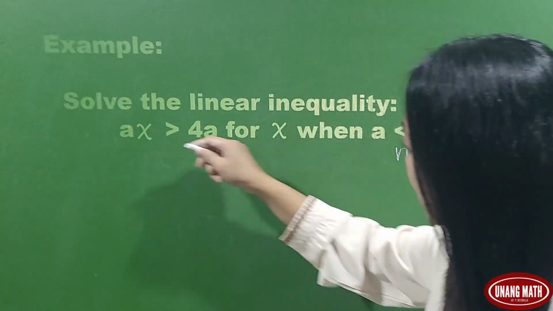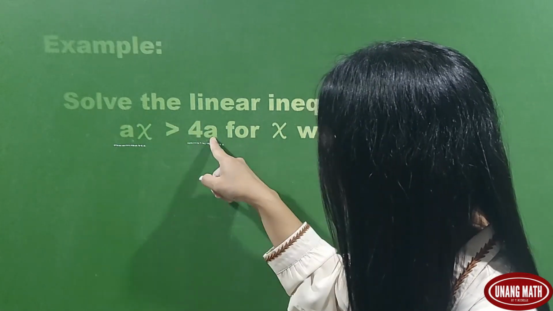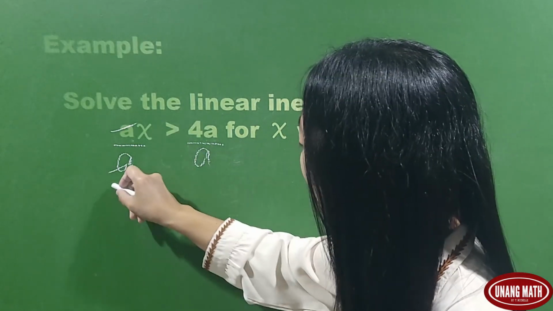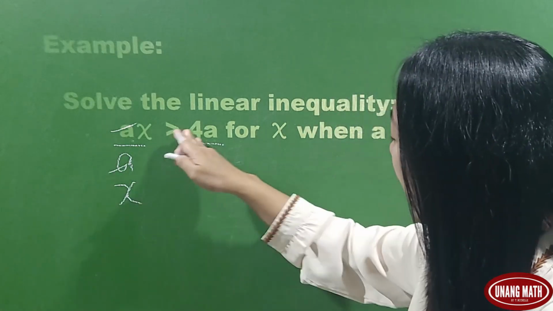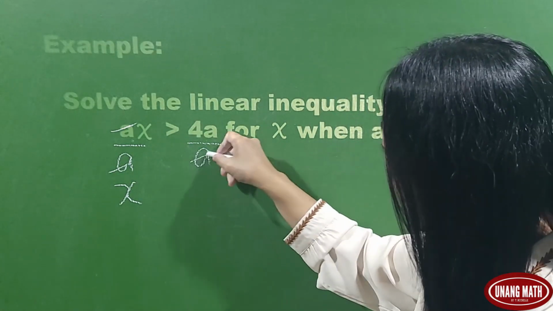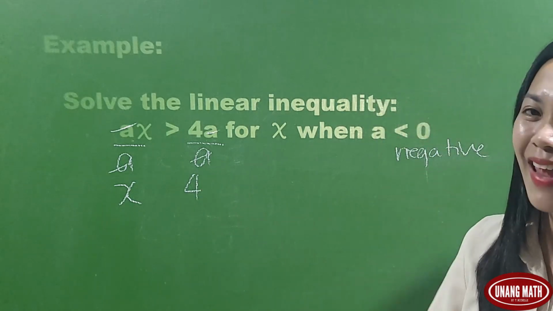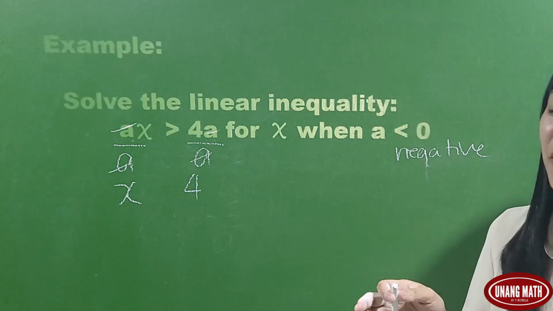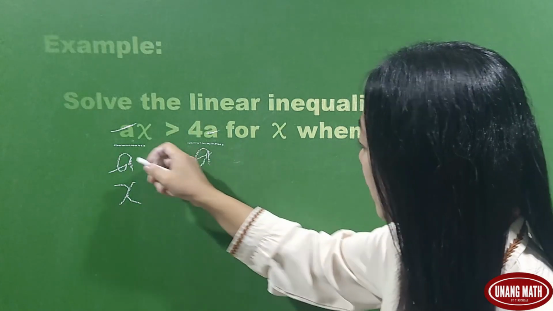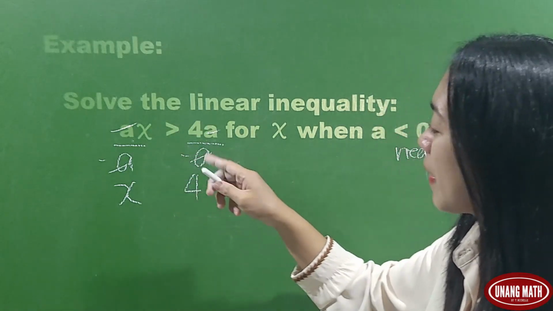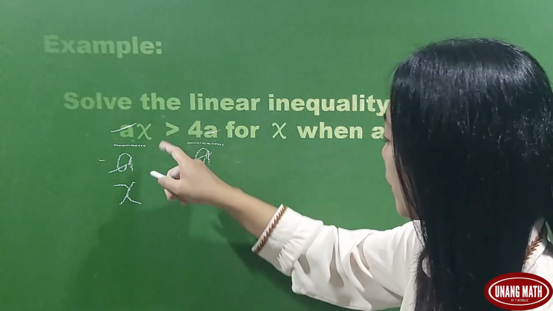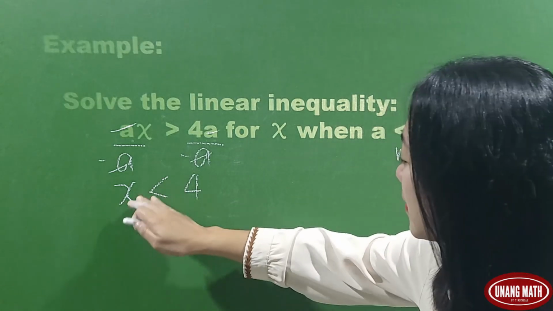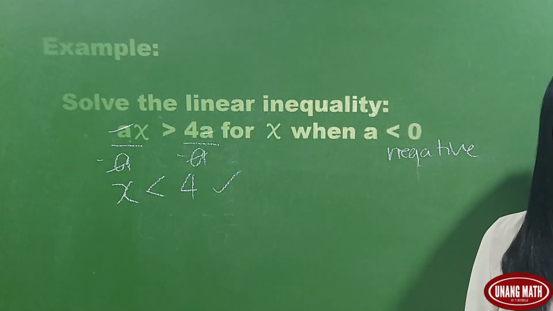We're looking for x. So we have to divide both sides of this inequality by a. And if we simplify, we have x on this side. 4a divided by a is 4. And take note, a is a negative number. So it means we divided both sides of this inequality by a negative number. So from greater than, our sign changes or reverses. So this is now x is less than 4.